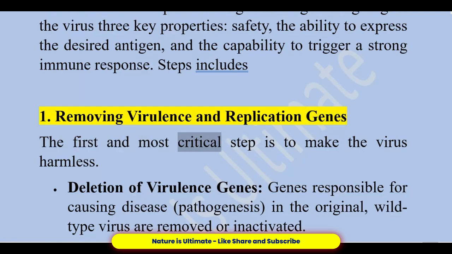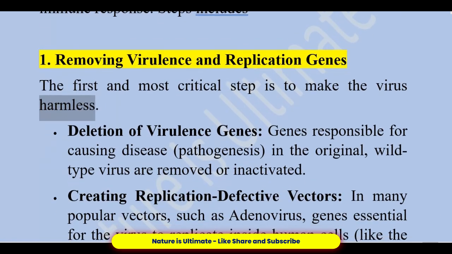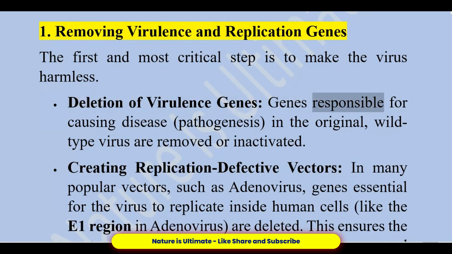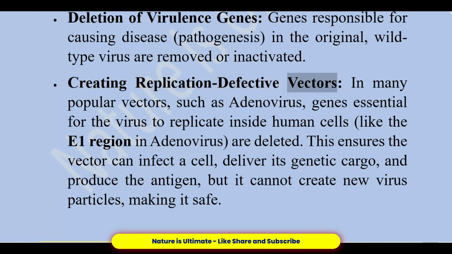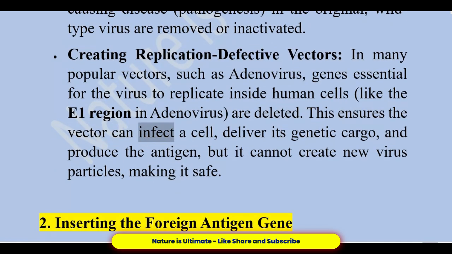The first and most critical step is to make the virus harmless. Deletion of virulence genes: genes responsible for causing disease, pathogenesis, in the original, wild-type virus are removed or inactivated. Creating replication-defective vectors. In many popular vectors, such as adenovirus, genes essential for the virus to replicate inside human cells, like the E1 region in adenovirus, are deleted. This ensures the vector can infect a cell, deliver its genetic cargo, and produce the antigen, but it cannot create new virus particles, making it safe.